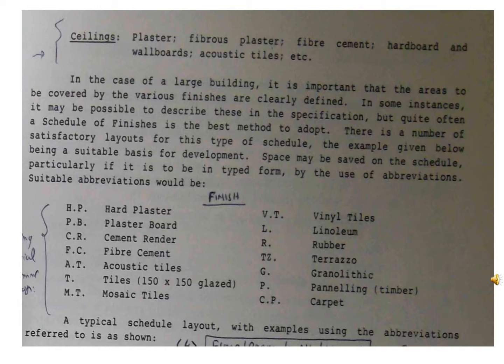So those kinds of finish also have to be included for the ceiling and also the finish. Therefore the ceiling also has to include plaster, fiber plaster, fiber cement, and acoustic tile. Those also have to be included in the ceiling and the finish.